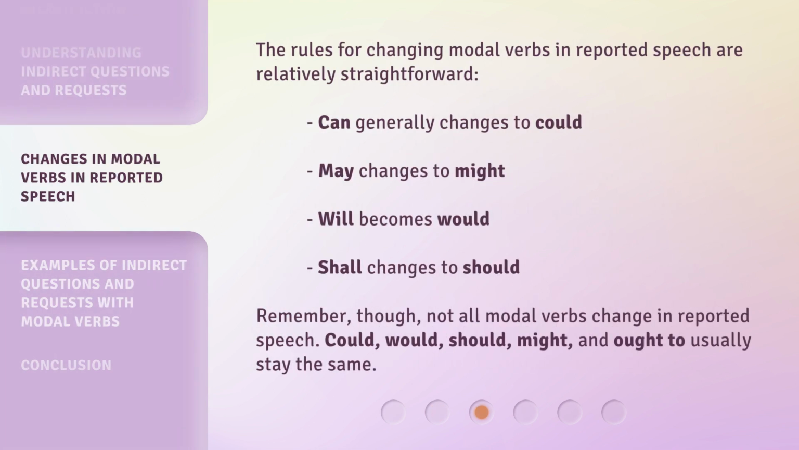The rules for changing modal verbs in reported speech are relatively straightforward. Can generally changes to could. May changes to might. Will becomes would. Shall changes to should. Remember, though, not all modal verbs change in reported speech. Could, would, should, might, and ought to usually stay the same.